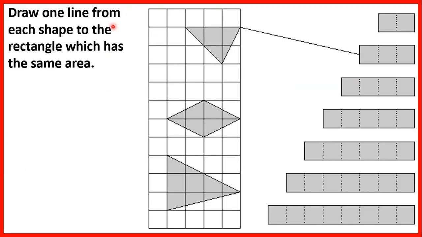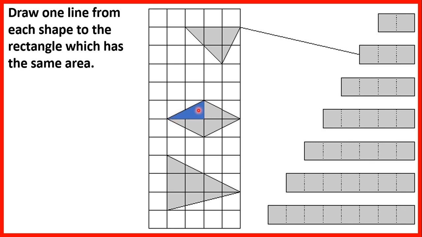Draw one line from each shape to the rectangle which has the same area. So remember, the area is the amount of stuff or space that's inside a shape. So the first one has been done for us. So let's look at this middle shape. This is confusing because we have lots of part squares coloured in.